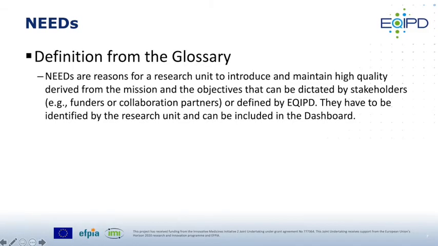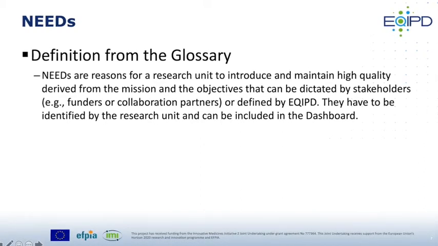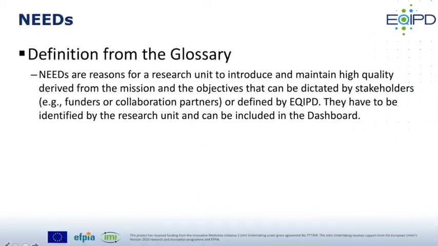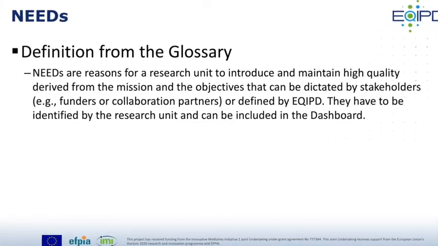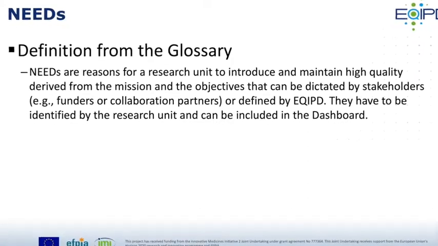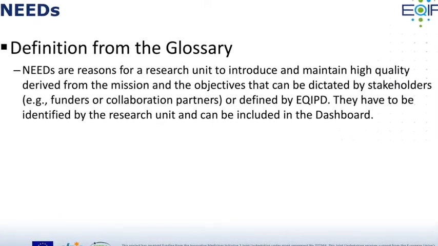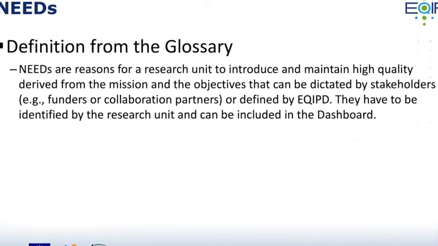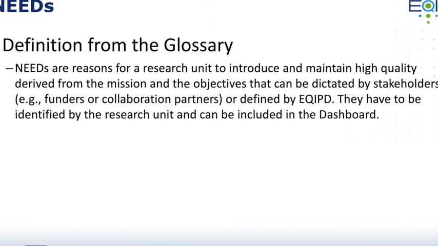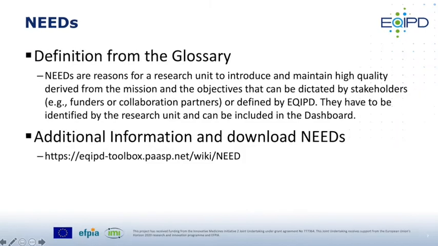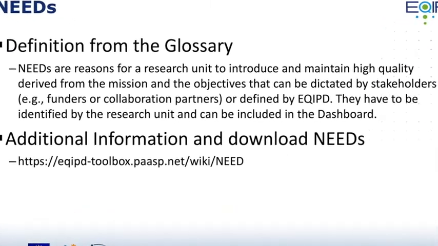Needs are reasons for a research unit to introduce and maintain high quality derived from the mission and the objectives that can be dictated by stakeholders, for example, funders or collaboration partners, or are defined by EQIPD. They have to be identified by the research unit and can be included in the dashboard. Additional explanation on needs can be found in the online resources.